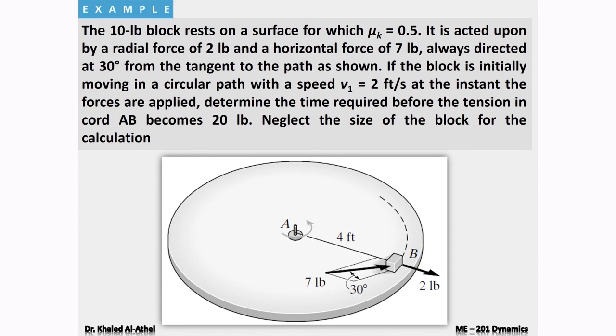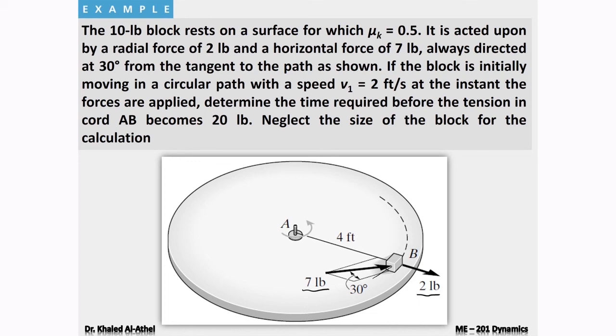Now let's look at another example. The 10-pound block rests on a surface for which mu k equals 0.5. It is acted upon by a radial force of 2 pounds, okay, shown in the figure here, and a horizontal force of 7 pounds, which is shown in here. Always directed at 30 degrees. So this 7 pounds is directed at 30 degrees with the tangent line. So whatever tangent is here, in that case, you get 30 degrees with that tangent to the path always.